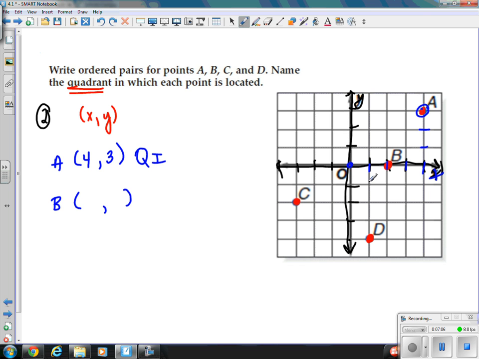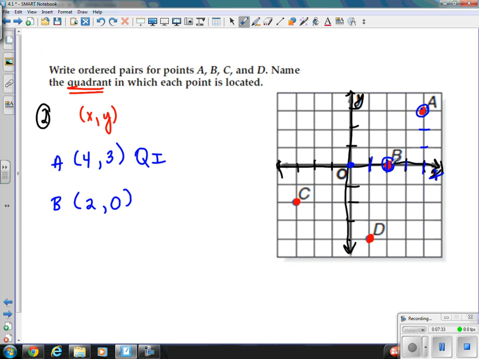So once again, we always start back at the origin. I'm going to put my pencil here at the origin and figure out if I need to go left or right. B's right here, so I need to go to the right. I'm going to go to the right 1, 2. So it's a positive 2. And I don't go up or down at all. So that means my Y value is 0 because I don't go up or down.